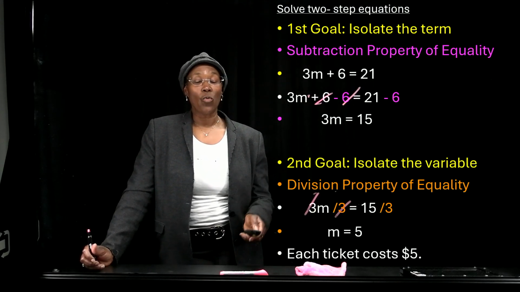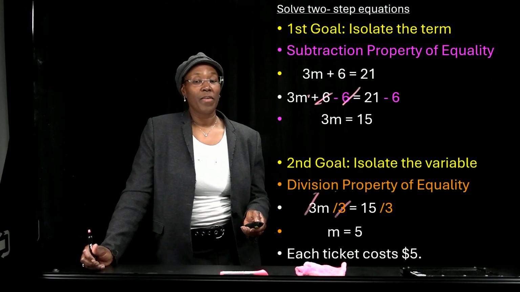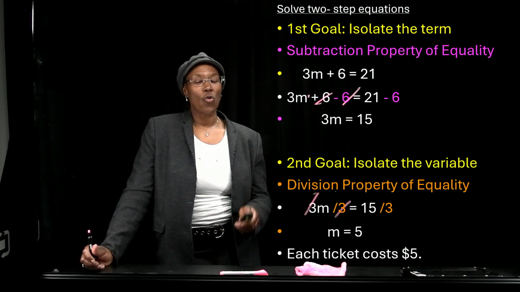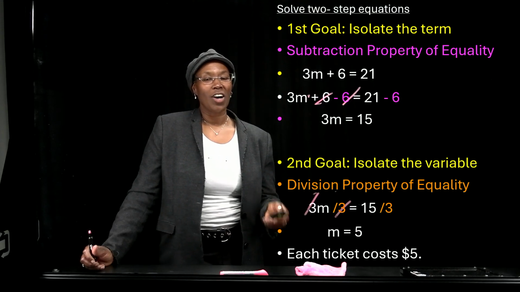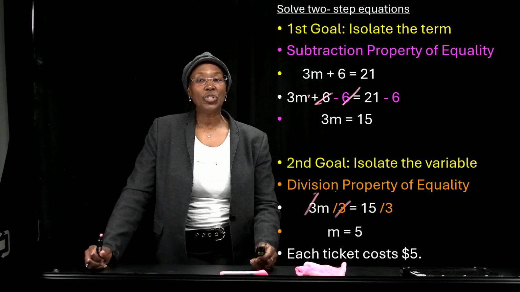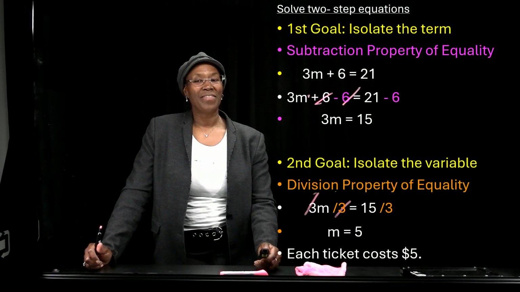Now, this is a word problem, so it's not enough to just say M is equal to 5. We must answer the question. They want to know how much does each ticket cost, so your final solution is to write each ticket costs $5. We have to answer the question.